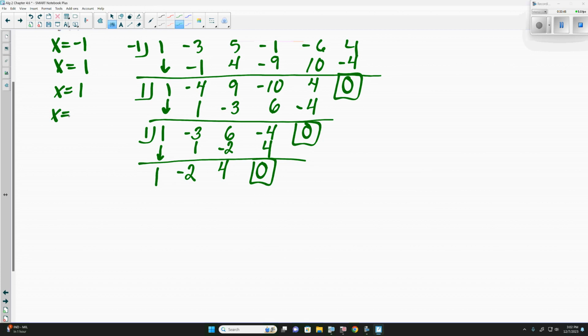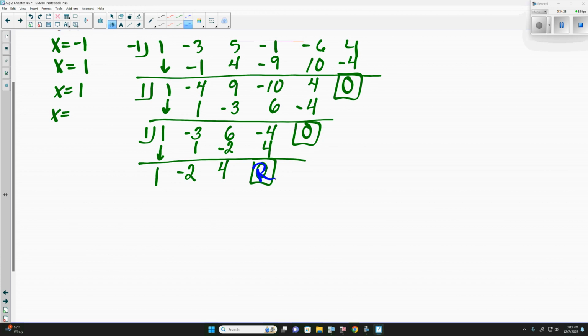Now we could try it a third time, but it's not going to work a third time. I will show you here, because if we tried 1, 1 times 1 is 1. -2 plus 1 is -1. 1 times -1 would give us -1 and then +3. It's not 0. So it doesn't work. Now, 1 or -1 would give us something a little different, but it still would not be a remainder of 0.